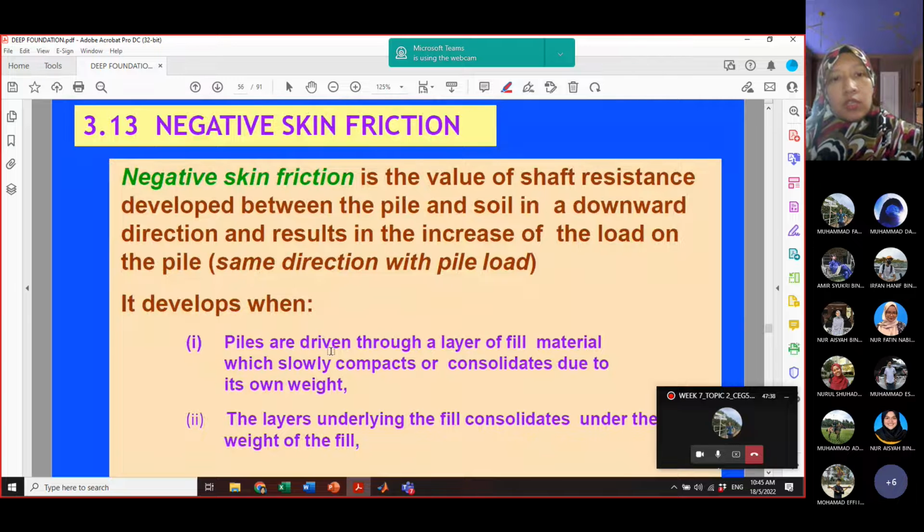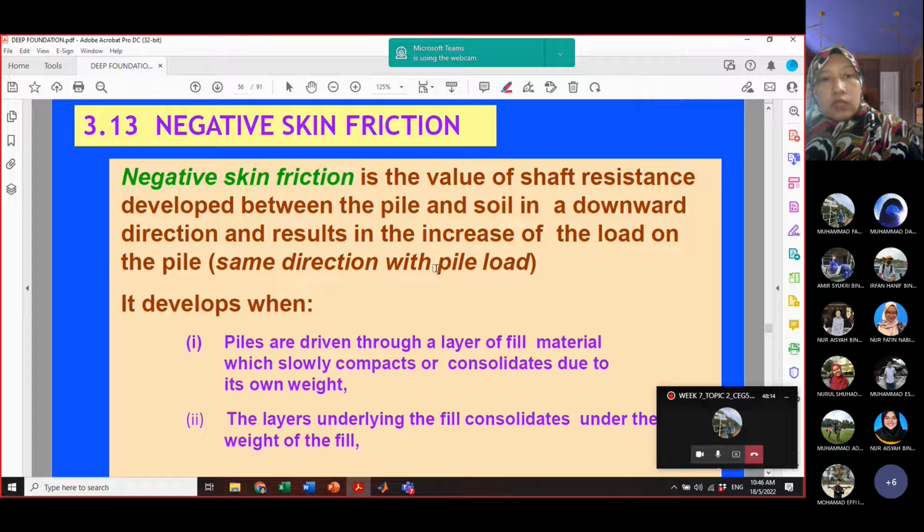Okay, negative skin friction. As I said, when we penetrate a pile, we get a resistance force between the pile and the soil acting in the upward direction. But when we say negative friction, you will see it is moving in the downward direction and results in an increase of the load on the pile. So it acts in the same direction as the pile penetration. It is supposedly not that way.